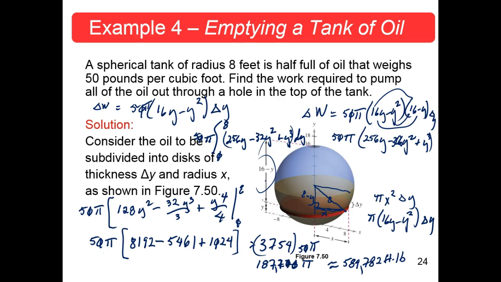And they estimate the weight of the oil as the volume of the oil in the hemisphere times 50, because that's the density of the oil. And if you lifted the entire half tank of oil 8 feet to get it to the top, that would be on the order of 429,000 foot-pounds. It seems like that's a reasonable answer. Okay?